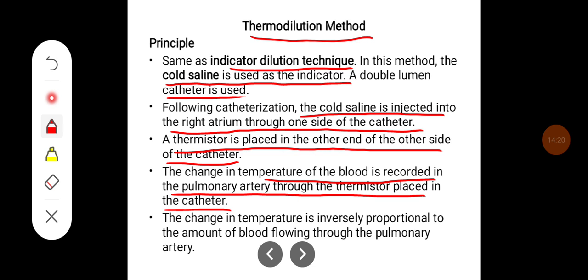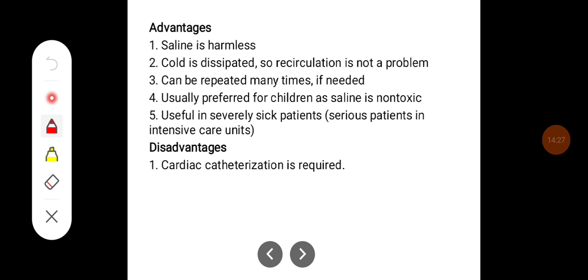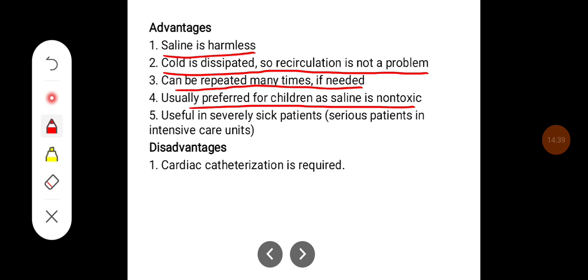The change in the temperature is inversely proportional to the amount of blood flowing through the pulmonary artery. Advantages are saline is harmless, cold is dissipated, so recirculation is not a problem. It can be repeated many times if needed. Usually it is preferred for children as saline is non-toxic and useful in sick patients. Some of the disadvantages are that cardiac catheterization is required here also.